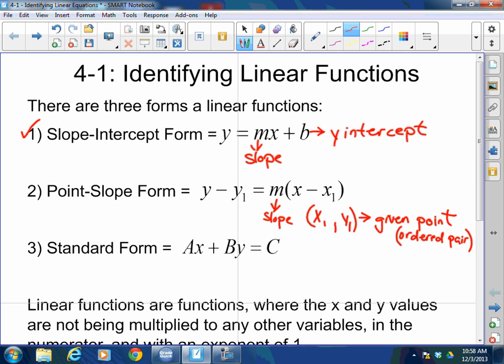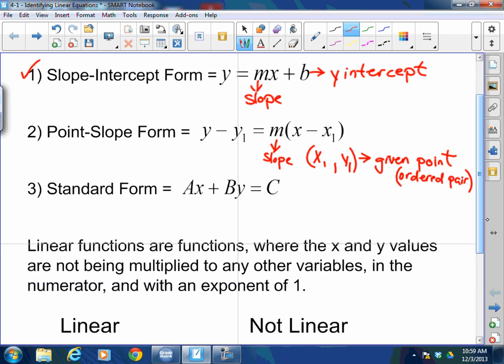And the last type is called standard form, and that's ax plus by equals c. I'll explain that a little bit later today. So these are the three different forms of linear equations or linear functions. Now, why? Well, let's look at some things here.